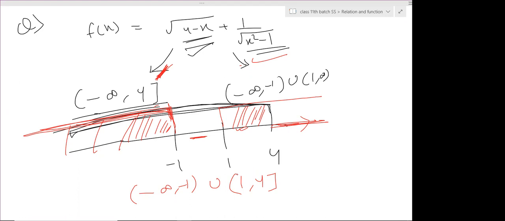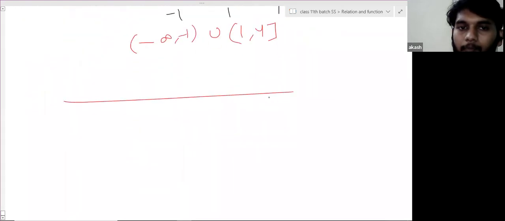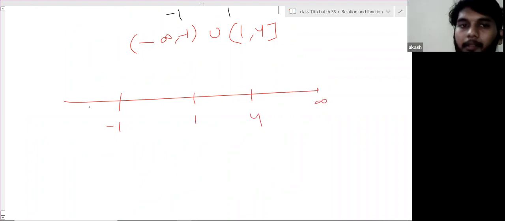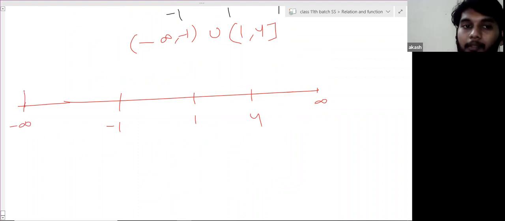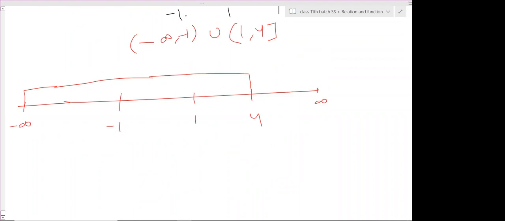Sir, I did not get how you wrote the last one. Union. Let me draw this again. This is minus 1, this is 1, this is 4, this is infinity, this is minus infinity. The first part of the question says you can take any number from minus infinity to 4, right? Yes or no, Fahad? Yes.